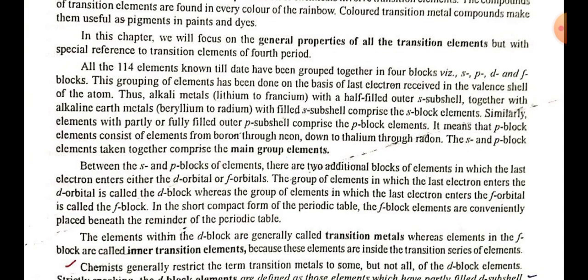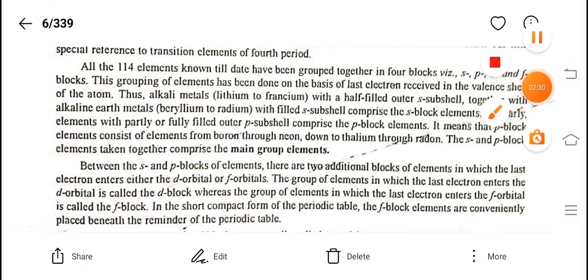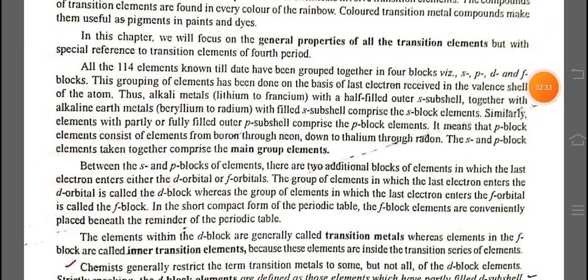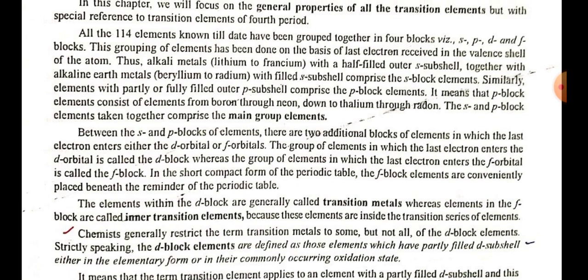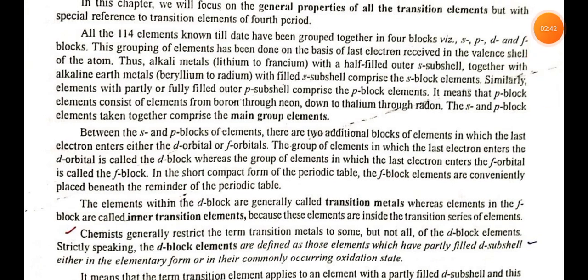All the 114 elements known till date have been grouped together in four blocks that are s, p, d, and f block. The grouping of elements has been done on the basis of the last electron received in the valence shell of the atom. Thus, alkali metals, that is lithium to francium, with a half-filled outer subshell, together with alkaline earth metals, that is beryllium to radium, with filled s subshell, comprise the s block elements.